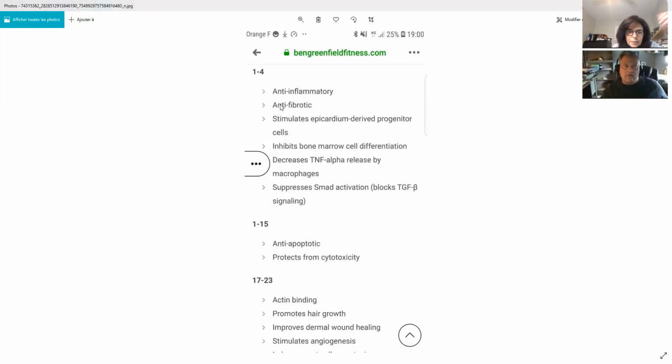Here, do you see fraction 1 to 4 has more anti-inflammatory, antifibrotic activity, which is good too in healing. 1 to 15 is anti-apoptotic, protecting from cytotoxicity. So you go on. Each fraction is more specific to a certain activity.